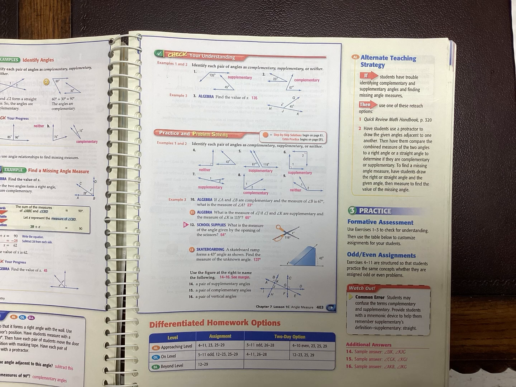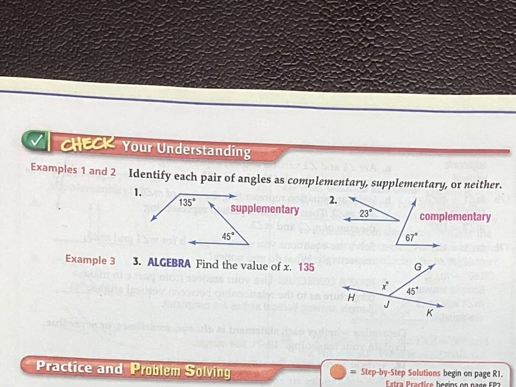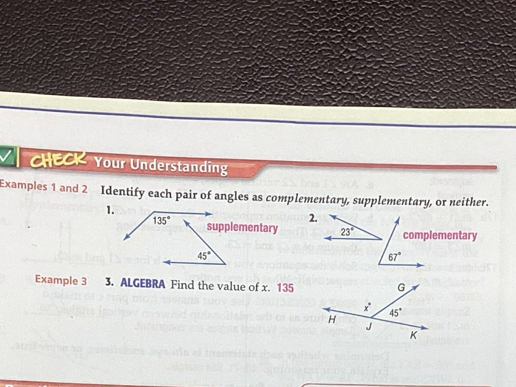Alright, the first thing we're going to do is grade your homework, page 403, 1 through 16. Number 1 is supplementary. If we add 135 and 45, we get 180. Number 2 is complementary. If we add these up, we get 90.